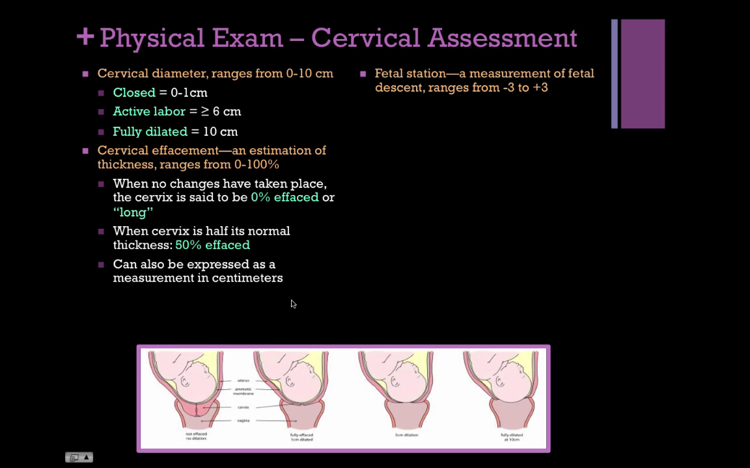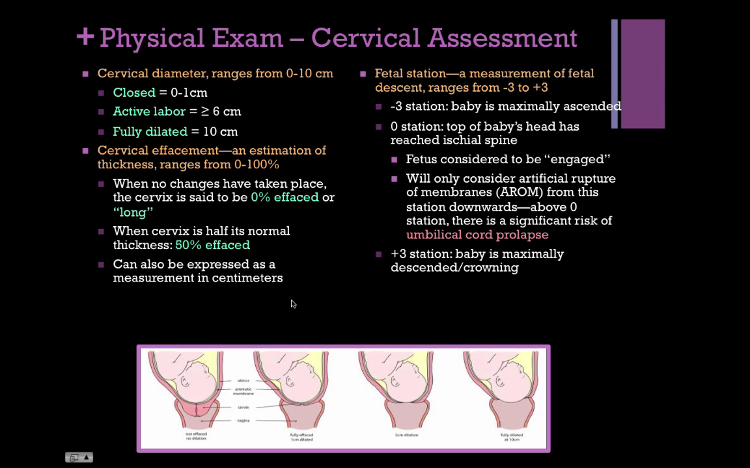And then fetal station is a measurement of the fetal descent, and this is measured in terms of where the baby's head is in relation to the ischial spine. So -3, the baby hasn't moved down at all. And then 0 station is when the top of the baby's head is at the ischial spine. This is all felt because when you do the cervical exam, you can feel the top of the baby's head and you can feel the ischial spines lateral to the vagina. And once you hit 0, the fetus is considered to be engaged.